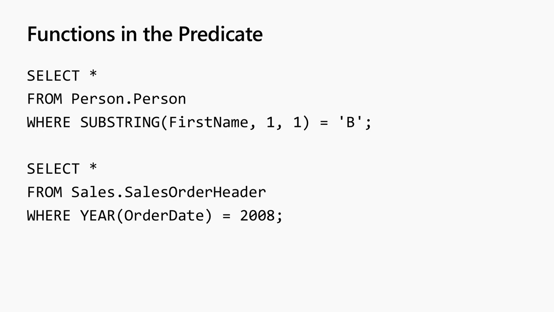Look at this select star from the person table, and now I want to look at everyone whose first name starts with a B. What I'm doing here is using the substring function to return only the first character of the first name column, and then where that equals the string B. The query on the bottom is very similar. I want to get all the sales from the year 2008, so I could logically just use the year function to convert the order date into the desired year alone, and then compare that with my integer there.